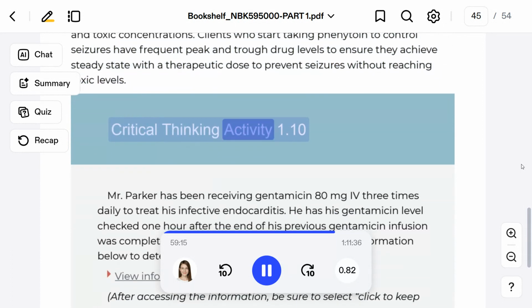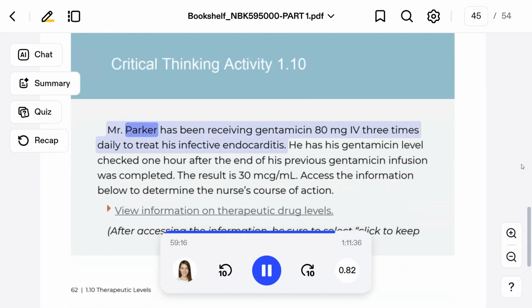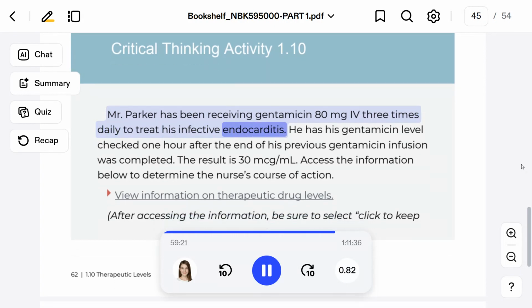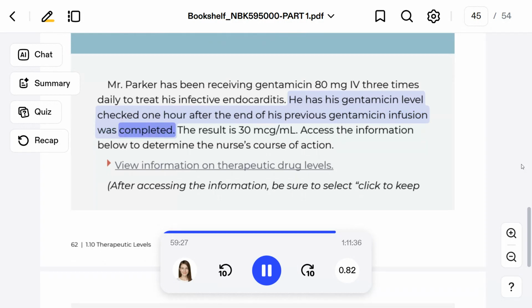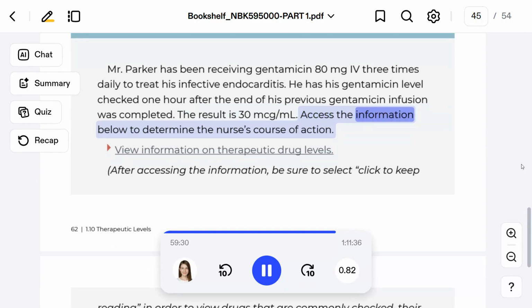Critical thinking activity 1.10. Mr. Parker has been receiving gentamicin 80 mg IV 3 times daily to treat his infective endocarditis. He has his gentamicin level checked 1 hour after the end of his previous gentamicin infusion was completed. The result is 30 mcg/ml. Access the information below to determine the nurse's course of action.